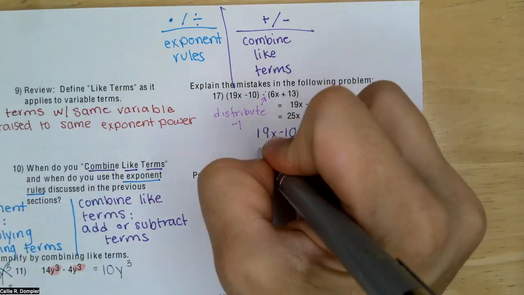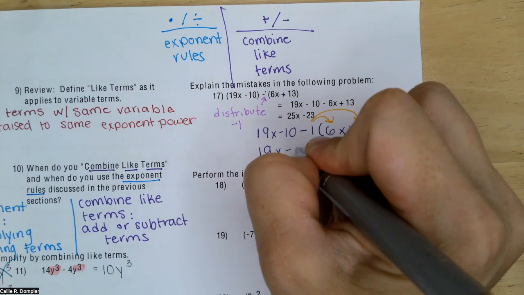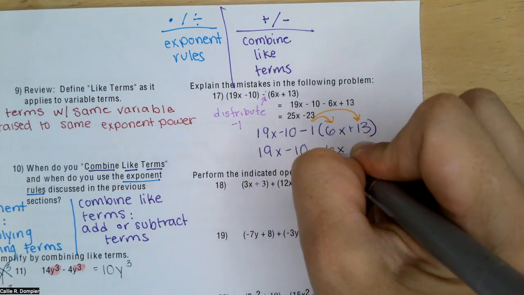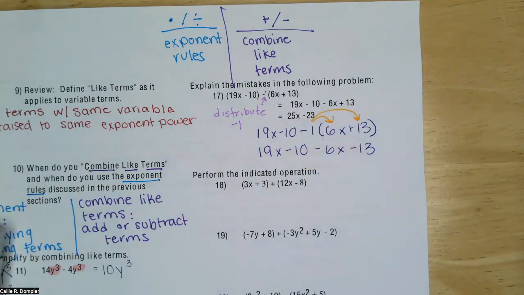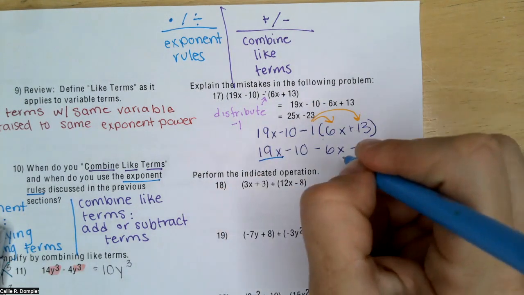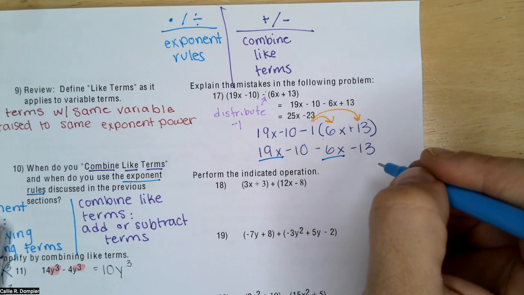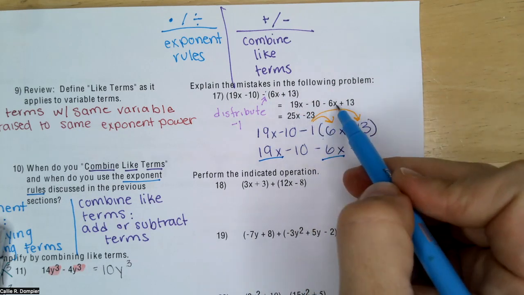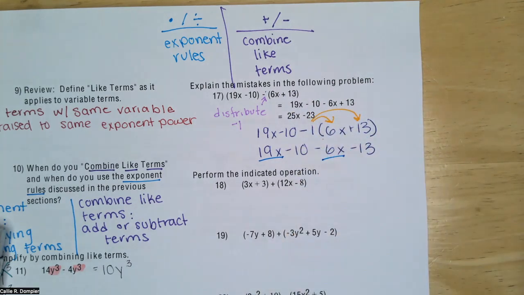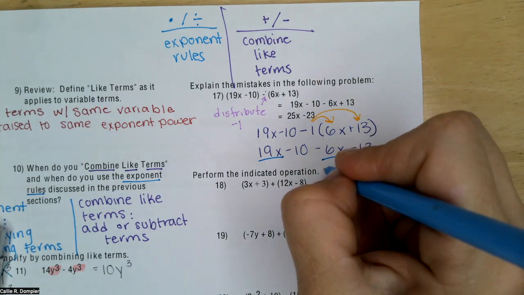So I would again rewrite it as 19x minus 10 minus 6x minus 13. And then I can combine like terms. 19x minus 6x. Oh, they also just weirdly added those. Okay. 19x minus 6x. You think it's 15?